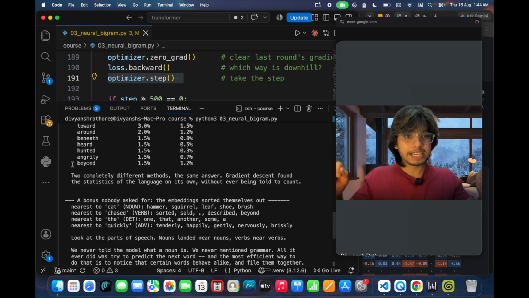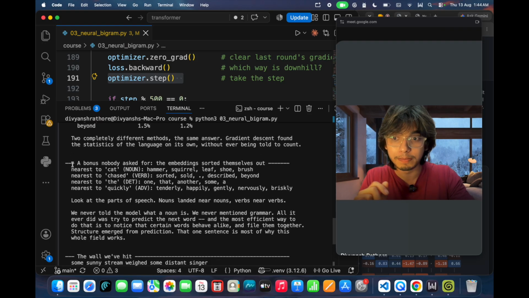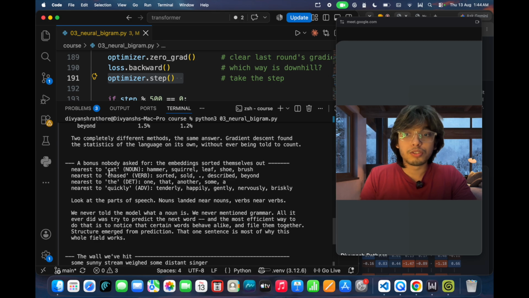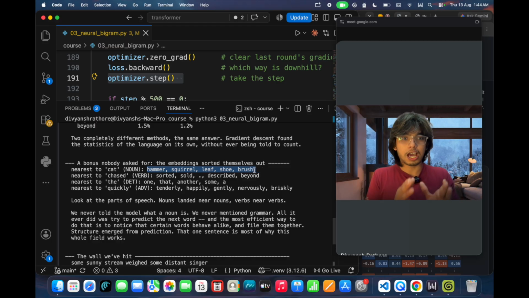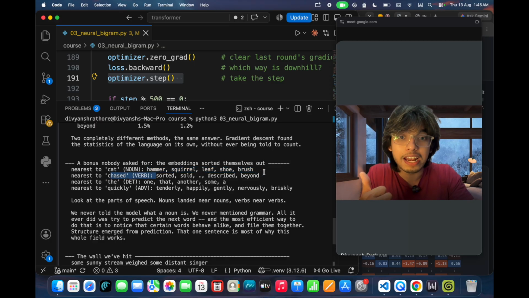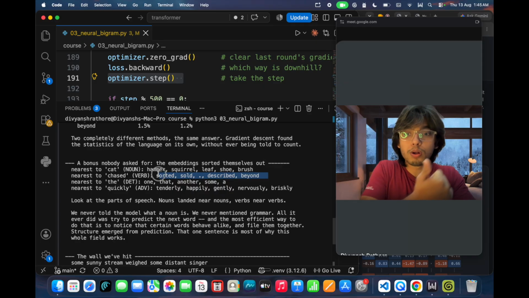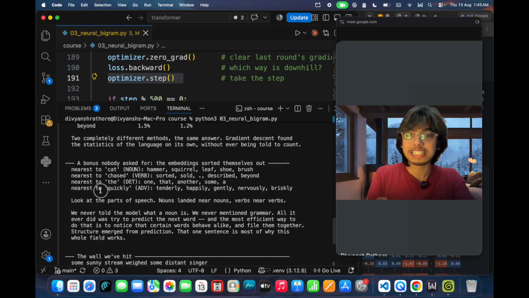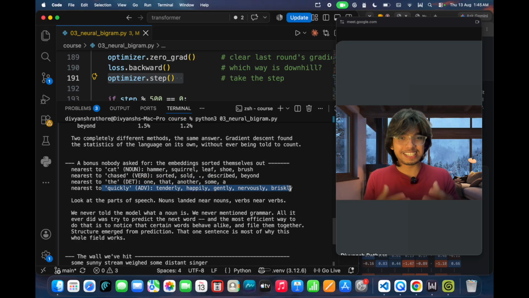I told you that those embedding vectors are random at the start, and after the whole training, those embeddings would be learned. So similar words would point in the same direction, and I have the data here. Look, let's say the nearest words to the vector of cat. Now cat is a noun. So look here: hammer, squirrel, leaf, hue, brush. All nouns are pointing in one direction, in a cluster together. And look at chased, which is a verb, and sorted, sold, described, which are also verbs. And then we have a cluster of determiners and a cluster of adverbs. So this is literally magic.